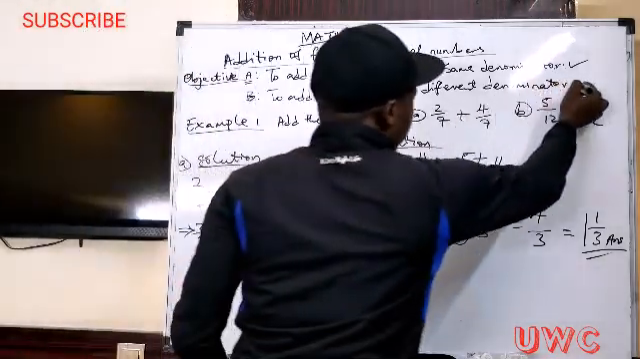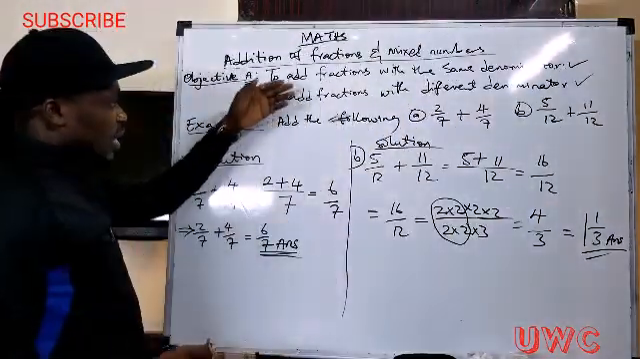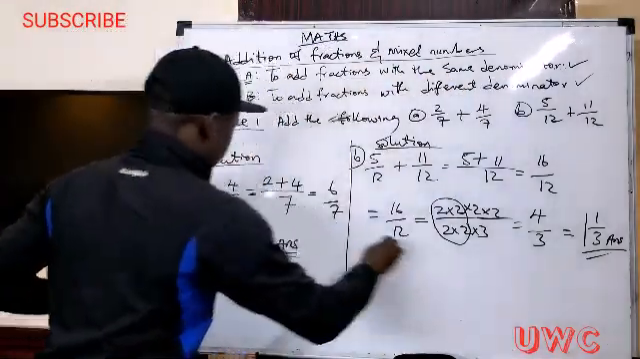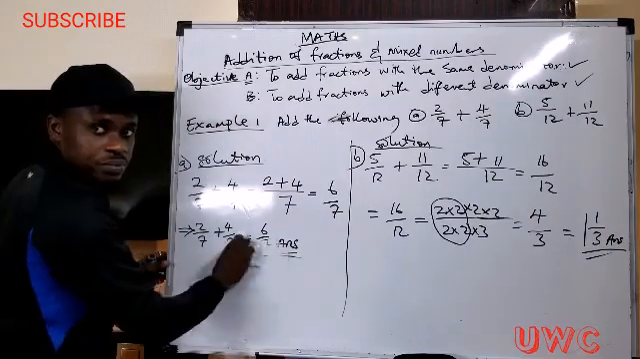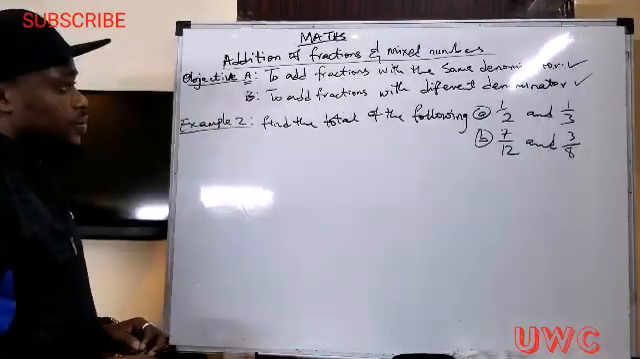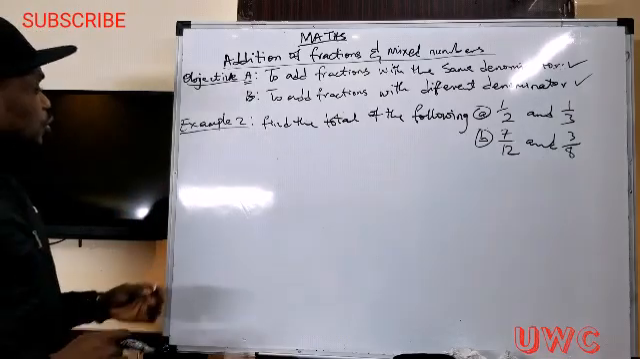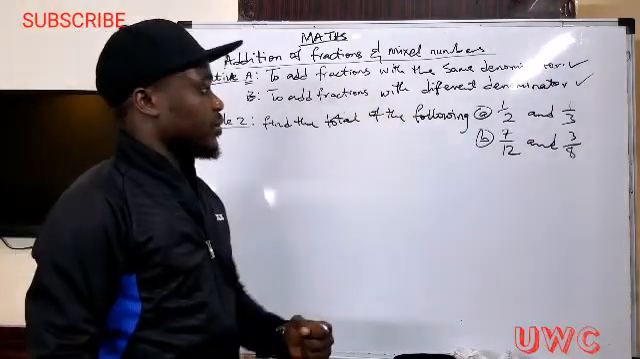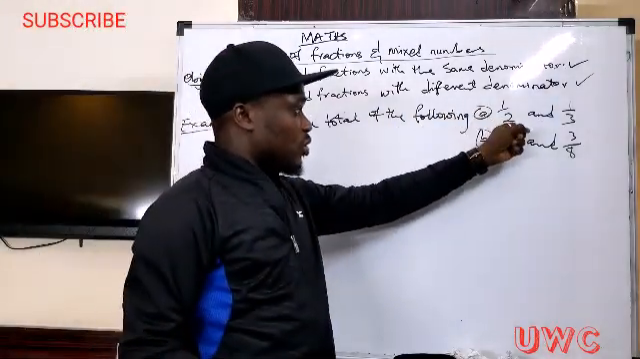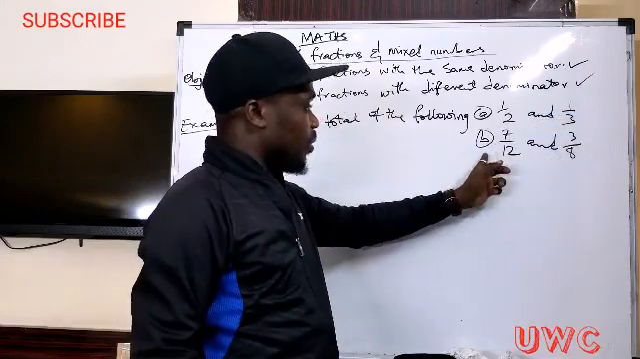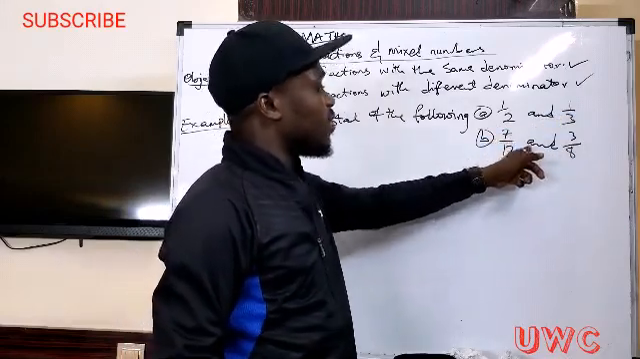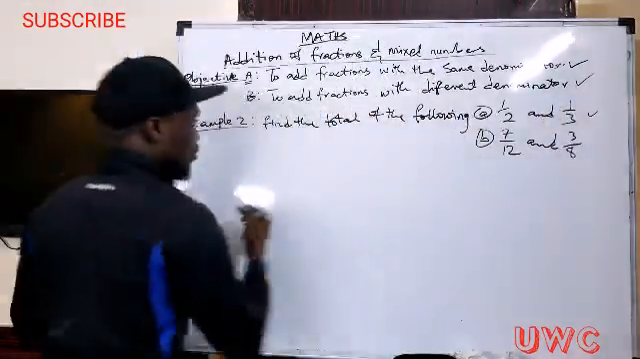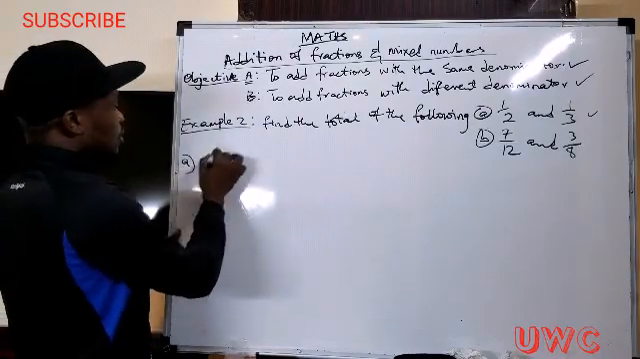We now go to the second objective, that is how to add fractions with different denominators. So the example 2 says, find the total of the following: A, 1 over 2 and 1 over 3. B, 7 over 12 and 3 over 8. So we'll take them one after the other. We'll take number A. Number A now says solution.